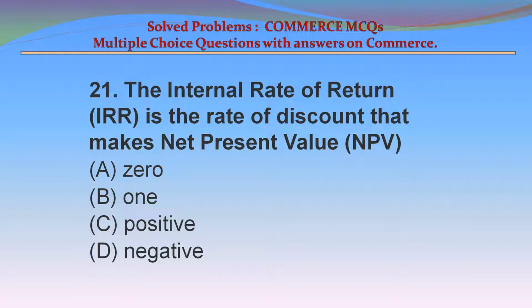21. The internal rate of return is the rate of discount that makes net present value. Option A, 0. Option B, 1. Option C, positive. Option D, negative.